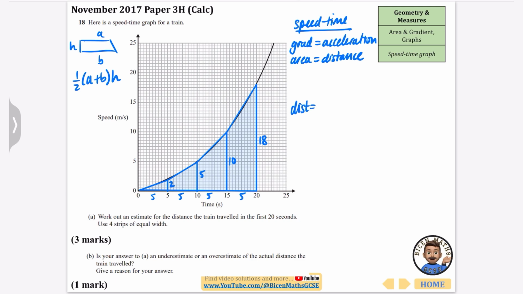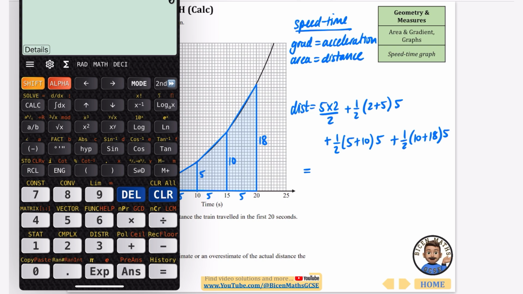Now first of all I have a triangle, which is just 5 times 2 divided by 2 because it's a triangle. Now the next part is going to be a half, the 2 plus the 5, multiplied by the height, which is 5. The 2 and the 5 are the A and B. Now for the next one, the 5 and the 10 are going to be the A and the B. So it's a half, 5 plus 10 times by 5, and our last one is a half, 10 plus 18 times by 5. So we'll get that all in the calculator, and then we'll see if we've got it right.